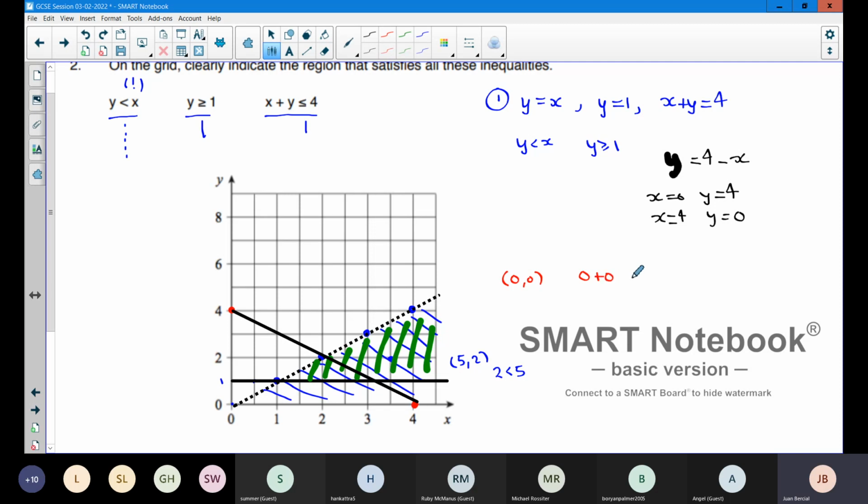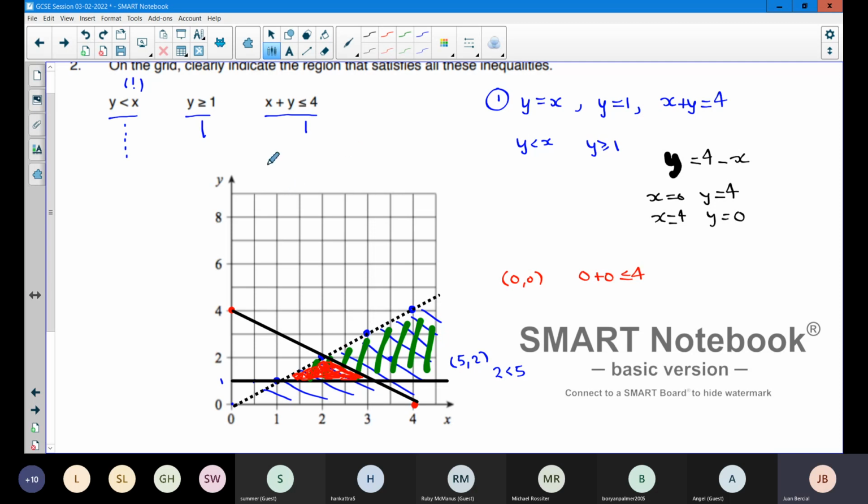So remember 0 at 0 is less than or equal to 4. So I need to shade this side. So finally, the region that I need to shade is going to be this region here. Make sure that when you do that in the exam, it's very clear that this is the region.